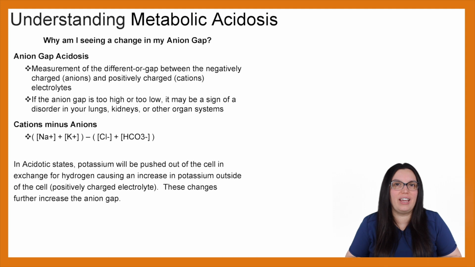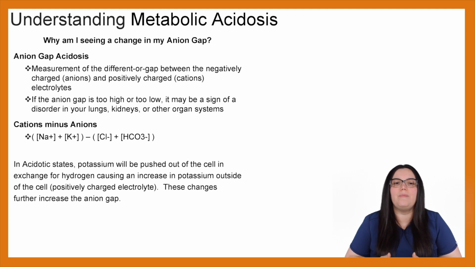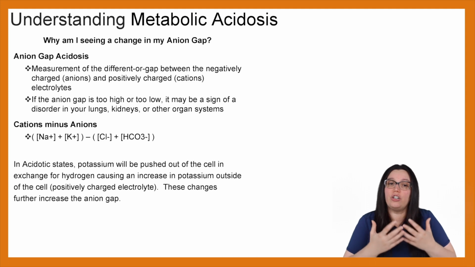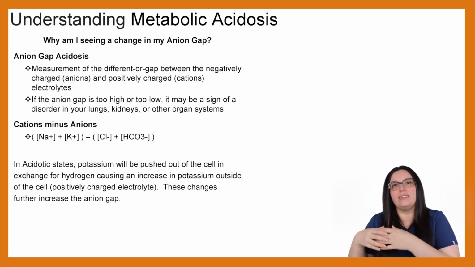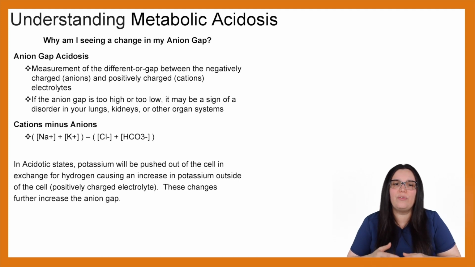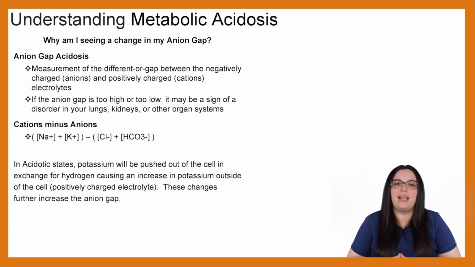And if you've never heard of anion gap, I did a video that went into depth about this, but we're going to touch on it briefly here in metabolic acidosis. So when you have an anion gap acidosis, it's really the measurement of the difference or gap in between our negatively charged anions and positively charged cations electrolytes. So if the anion gap is too high or too low, it may be a sign of a disorder in your lungs, kidneys, and other organ systems.